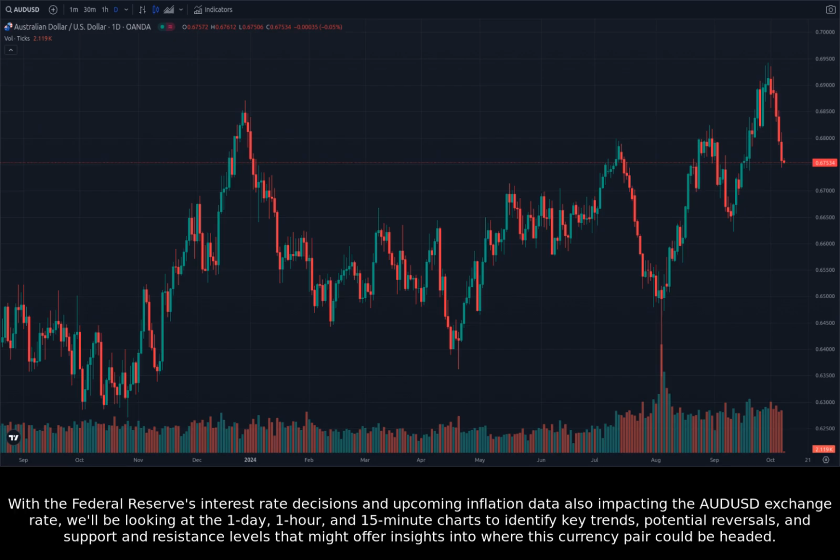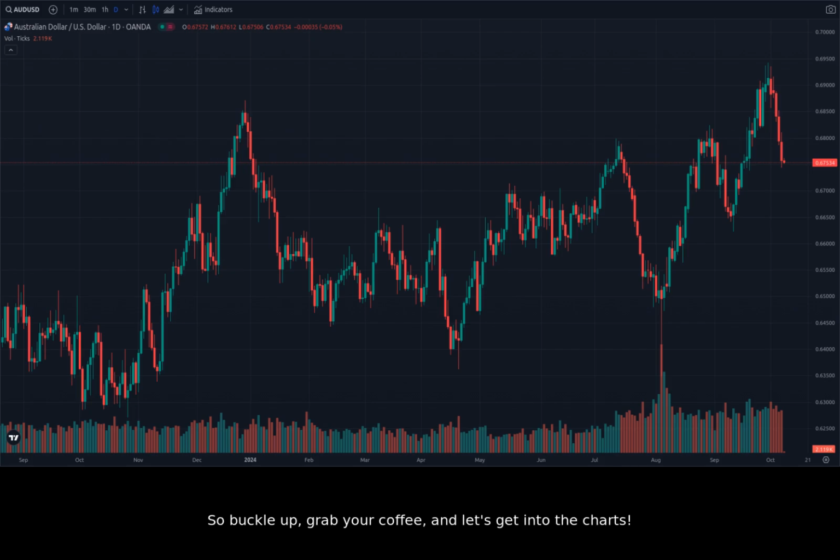With the Federal Reserve's interest rate decisions and upcoming inflation data also impacting the AUDUSD exchange rate, we'll be looking at the 1-day, 1-hour, and 15-minute charts to identify key trends, potential reversals, and support and resistance levels that might offer insights into where this currency pair could be headed. So buckle up, grab your coffee, and let's get into the charts.